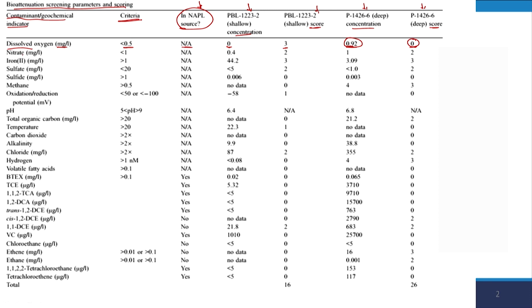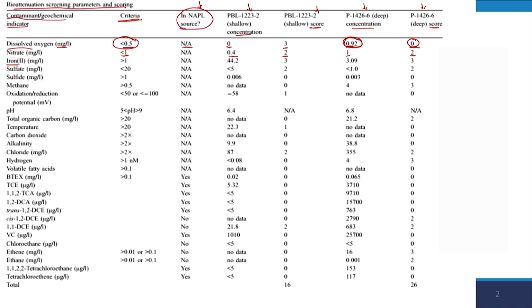And nitrate, again a competing electron acceptor. Here the criterion for dissolved oxygen was that it had to be less than 0.5, but in the deep well it was greater than 0.5, which is why they assigned a score of 0. For nitrate, it has to be less than 1. Here it is 0.4, so they assigned a score of 2, and when it was 1, again they assigned a score of 2. Again, there are charts based on historical evidence which people use to come up with this scoring.